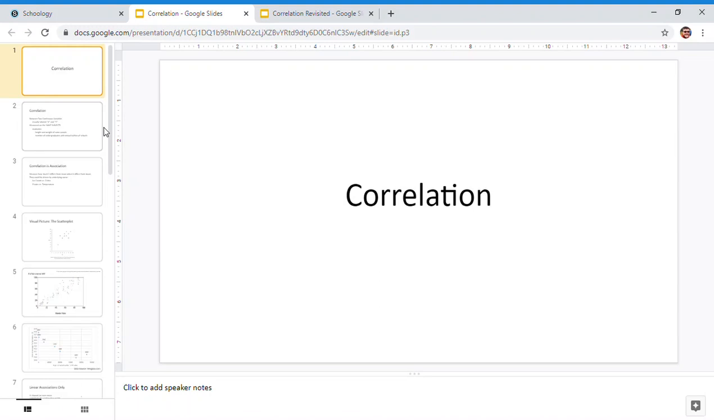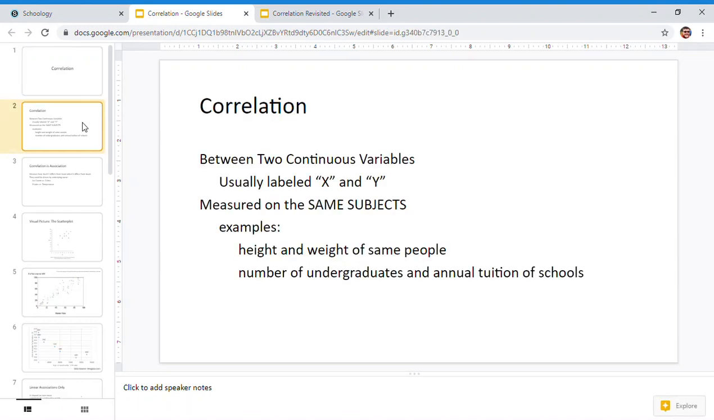Alright, so correlation is what we're going to talk about today. It is a measure of association between two continuous variables. Usually we call those x and y for scatter plot kind of situations. And one of the key things about correlation is that it is measured on the same subjects. So if you're measuring height and weight, it's on the same people.